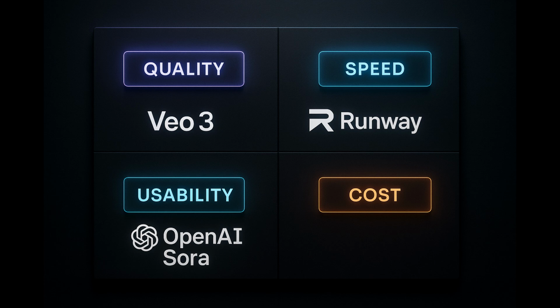Runway Gen 3 is close on visual fidelity but requires separate audio work. Sora produces stunning individual frames but still struggles with temporal consistency over longer clips.